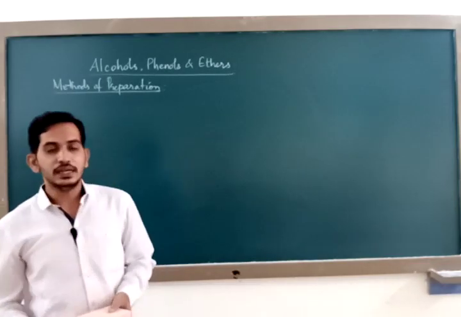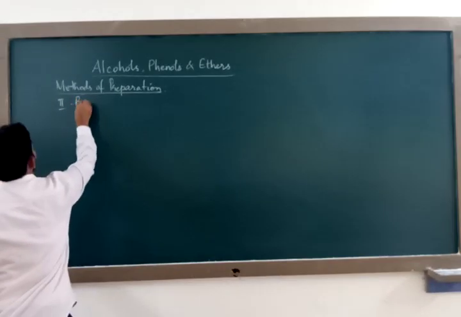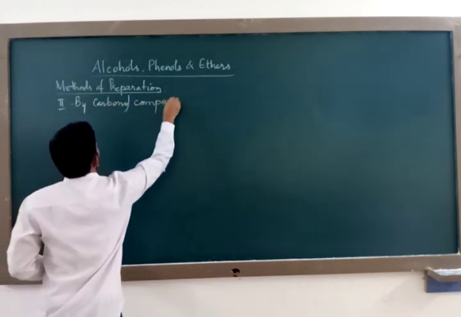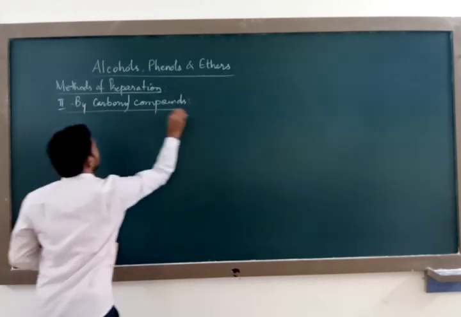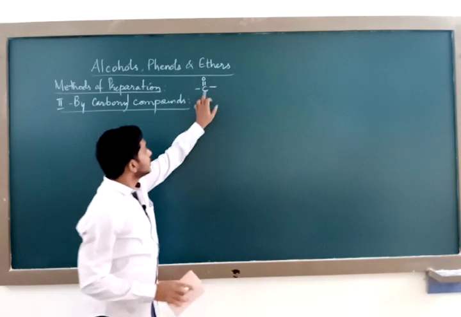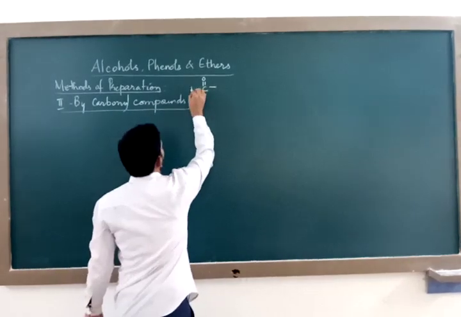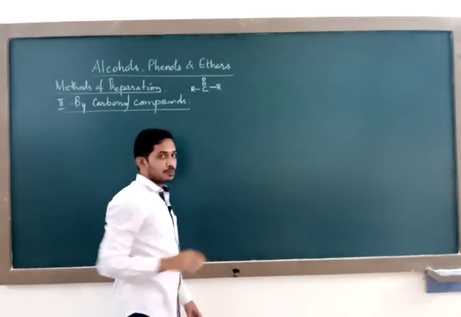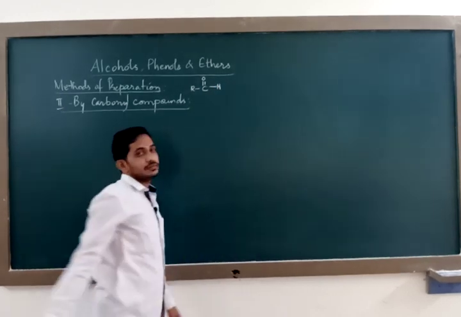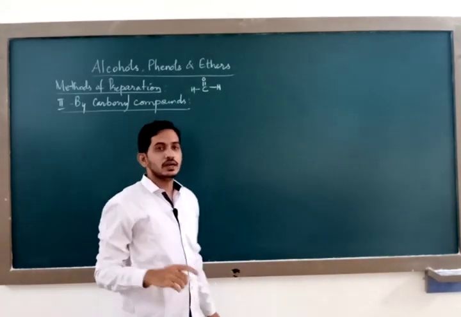Now let us study the second method, from carbonyl compounds. Methods of preparation by using carbonyl compounds. You know what carbonyl compounds are? Carbonyl compounds are those compounds which contain this group, C double bond O, the carbonyl group. If this carbonyl group on both the sides has an alkyl group or an aryl group, then it is a ketone. If on one side it is alkyl, on the other side it is hydrogen, then it is an aldehyde. If on both the sides it is hydrogen, then also it is an aldehyde.